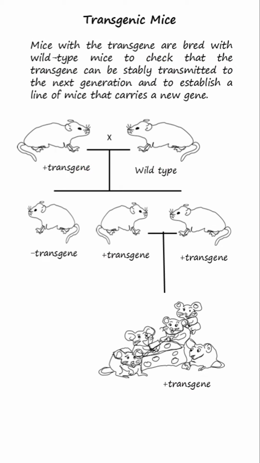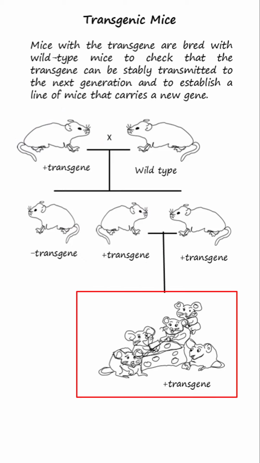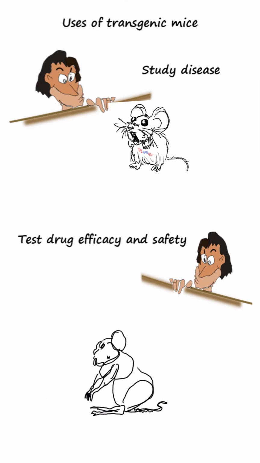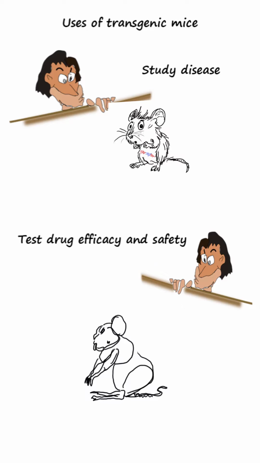Mice with a transgene are bred with wild-type mice to check that the transgene can be stably transmitted to the next generation, then bred to establish a line of mice that carries the new gene. Transgenic mice lines may be created to study diseases, as well as used in testing drug efficacy and safety.